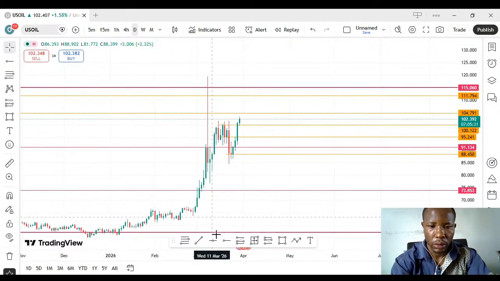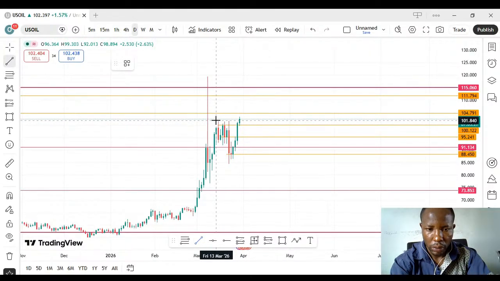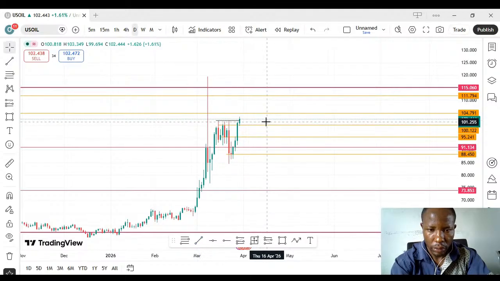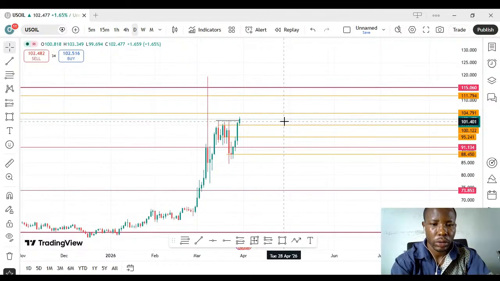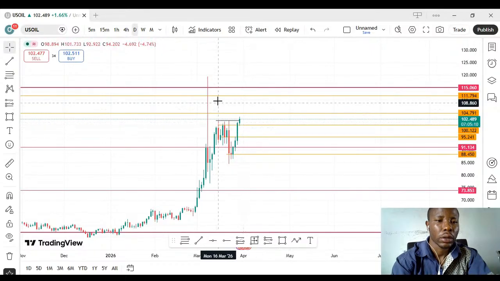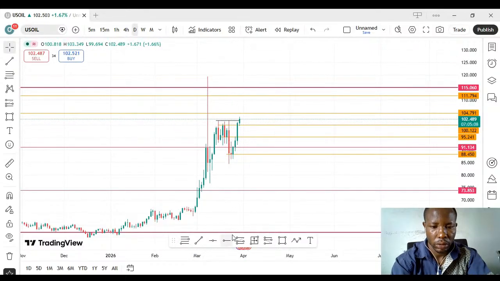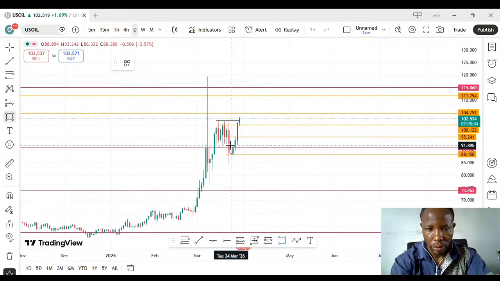From here you have this breakout structure, the current breakout structure. This thing hasn't closed yet. The daily candle of today hasn't closed. But I'm just using that as a break of structure. By the end of the day we'll still look at that video.